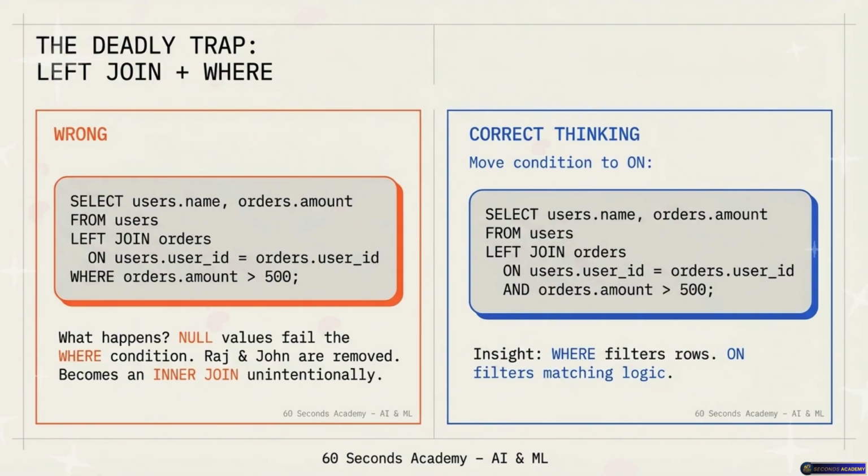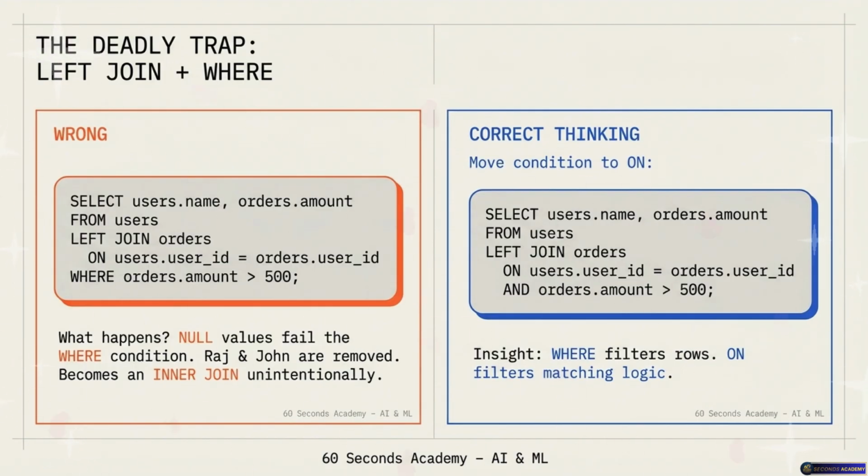Oh, wow. You just defeated the entire architectural purpose of the left join. You really did. By placing a condition on the right-hand table in the where clause, you forced the engine to drop the NULL records. You accidentally converted your left join back into an inner join. And you reintroduced the exact survivorship bias we were trying to avoid in the first place. That is a phenomenal breakdown. It's not a syntax error at all. It's a logical execution error. Exactly. The code runs, it just gives you the wrong data.